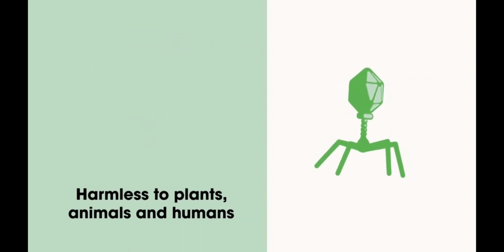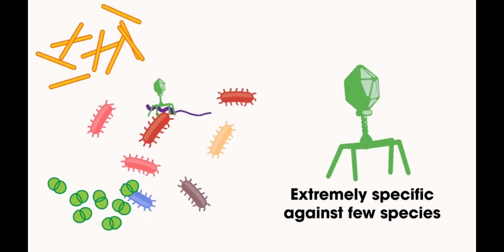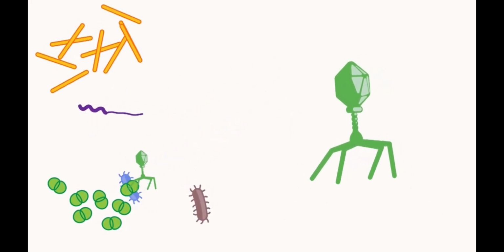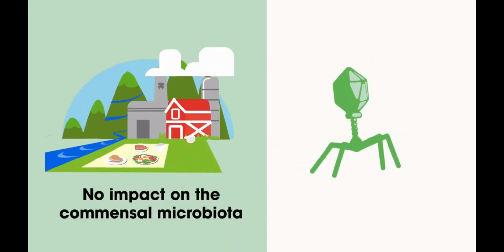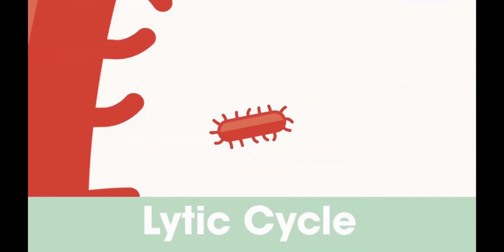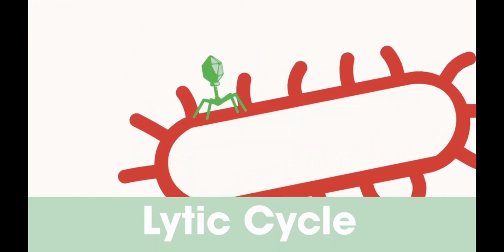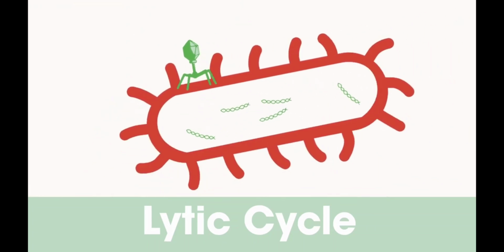They are extremely specific. Each phage can typically infect one strain or a few strains of bacteria within the same genus. They do not affect other bacteria present in the food, house, or environment. Phages specifically recognize and attach to the bacteria, then inject their genetic material, and start rapidly producing phage components inside the bacteria.